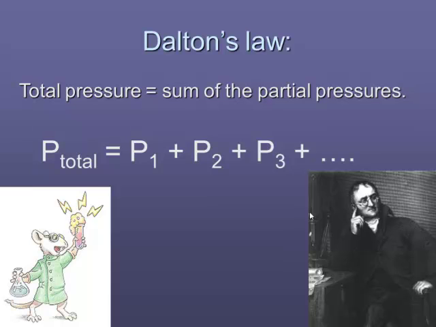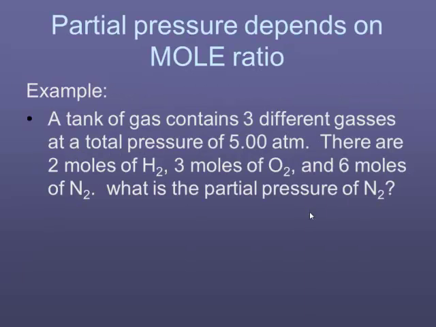and so it's going to contribute more to the overall pressure. One of the things to remember that's really important is that this partial pressures law is dependent upon something called a mole ratio. So, for example, a tank of gas contains 3 different gases at a total pressure of 5 atmospheres. There are 2 moles of hydrogen, 3 moles of oxygen, and 6 moles of nitrogen gas. What's the partial pressure of nitrogen gas?